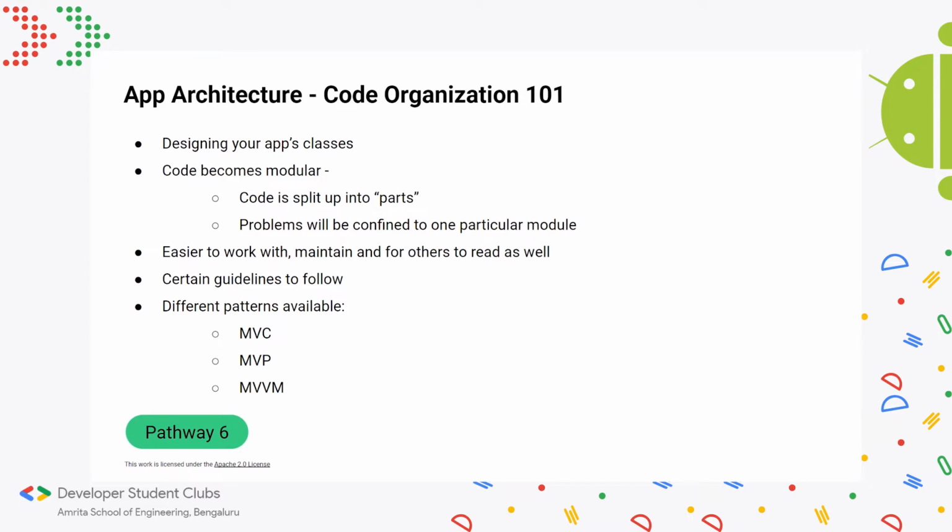We can apply the same concept to apps, at least Android apps, and try to get some benefit from it, and that it will help us and anyone else who wants to go through our code and maintain it. So like I said, it makes it easier to work with, maintain, and for others to read as well and collaborate. And that, as you can imagine, has its own set of benefits. So it's obviously a very useful thing to follow. But how do we get started?